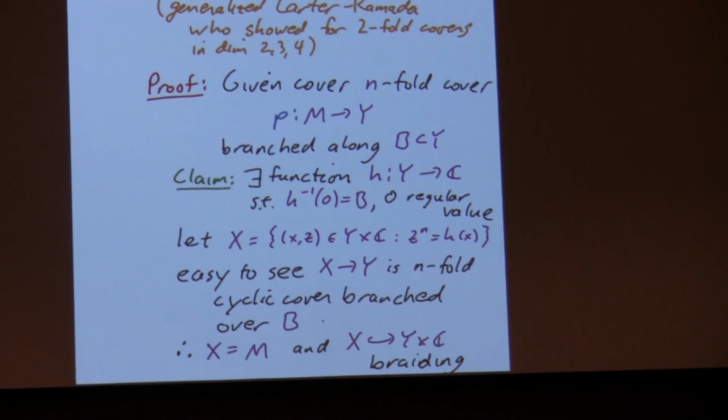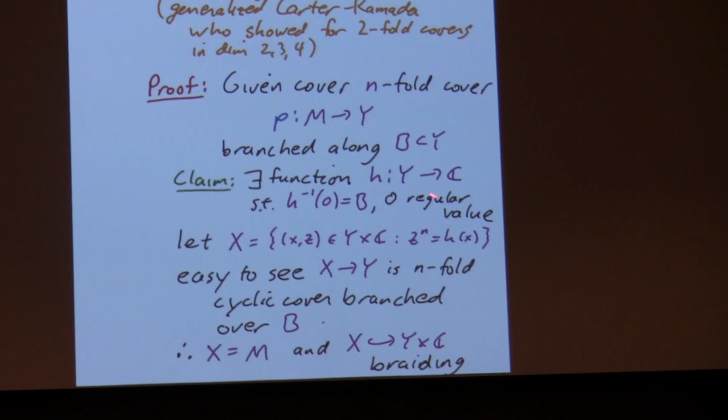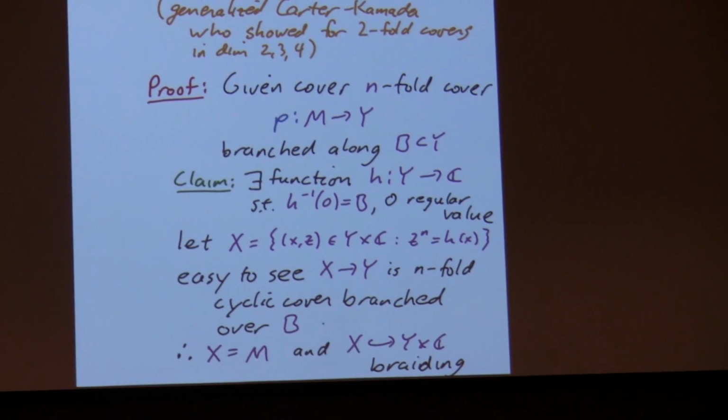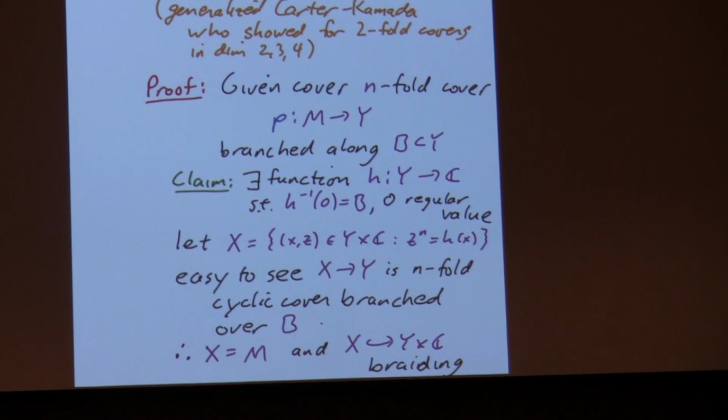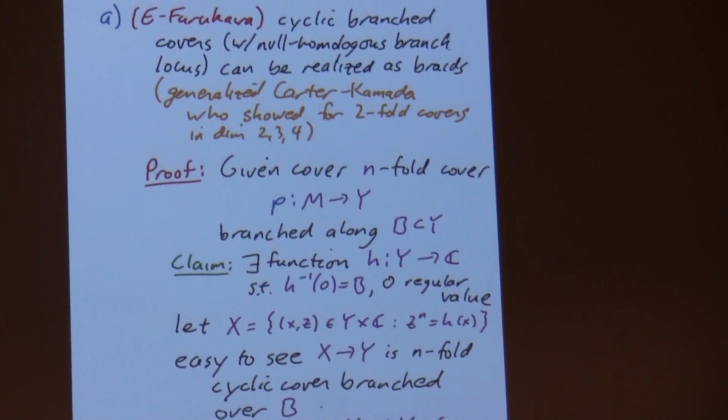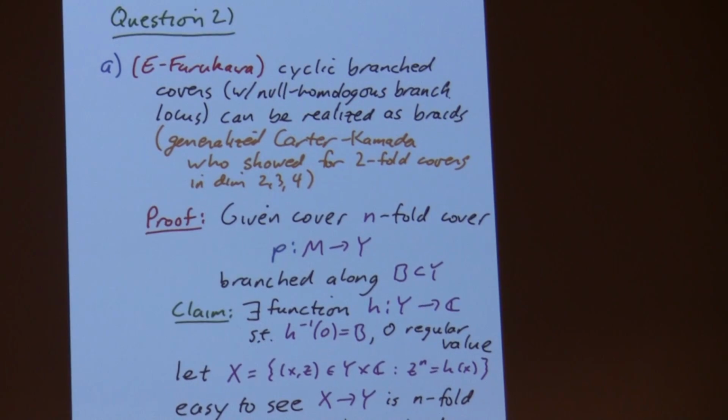All right, so the proof is quite simple. You just have to construct this function h. Just for the sake of time, I won't do it, but it's actually a fairly easy exercise. I imagine almost everybody could do it with a little bit of thought. But it is important for this that the knot be null homologous. I actually don't know how to do it if the knot's not null homologous.